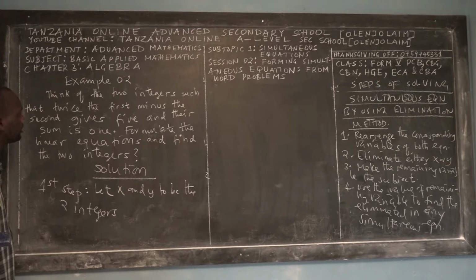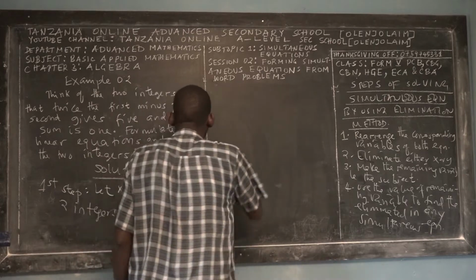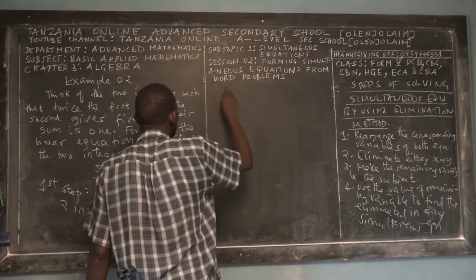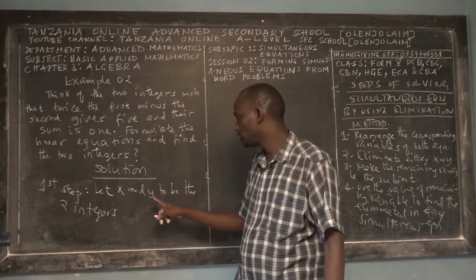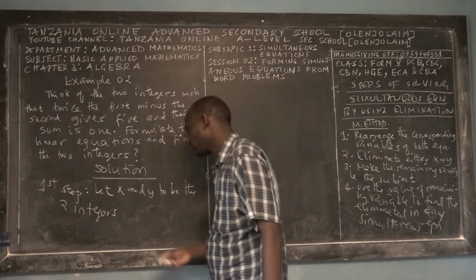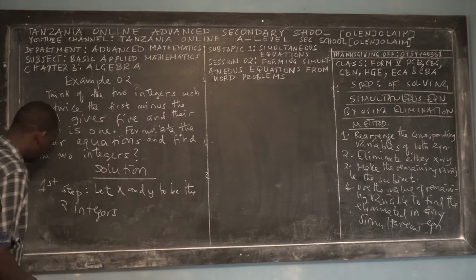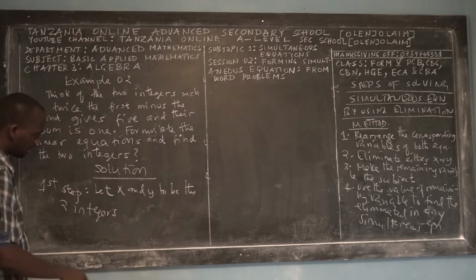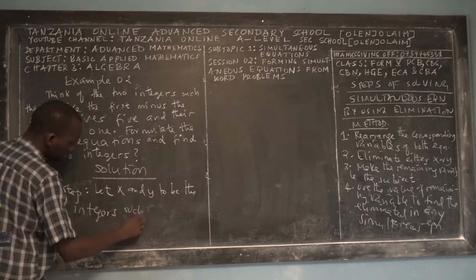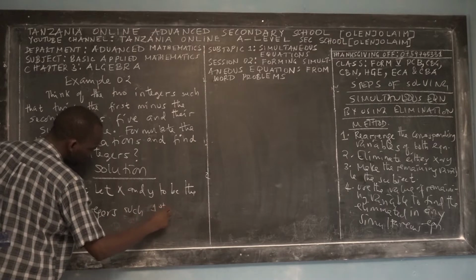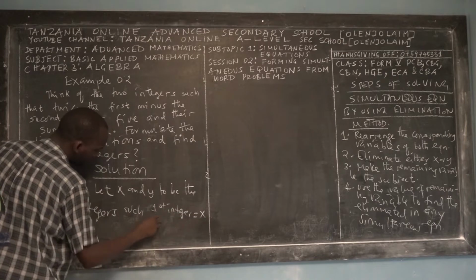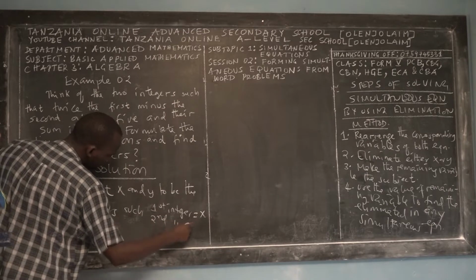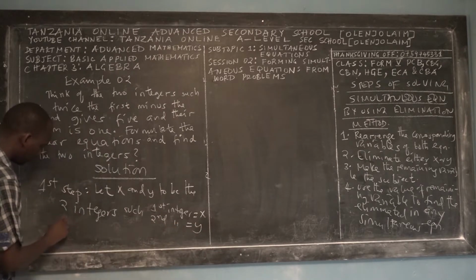Think of the two integers such that twice the first... So listen, twice the first. The first integer here is x. The second is y. After letting that, we say that the first integer is x and the second integer is y. So you go to the second step.